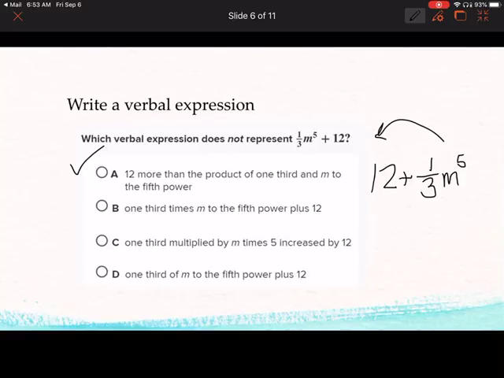So B, 1/3 times m to the 5th power plus 12. Well, that is correct as well. 1/3 multiplied by m times 5 increased by 12. So are we multiplying this by 5? No. So this is our correct answer because that is the one that's wrong. And remember, we're looking for not.